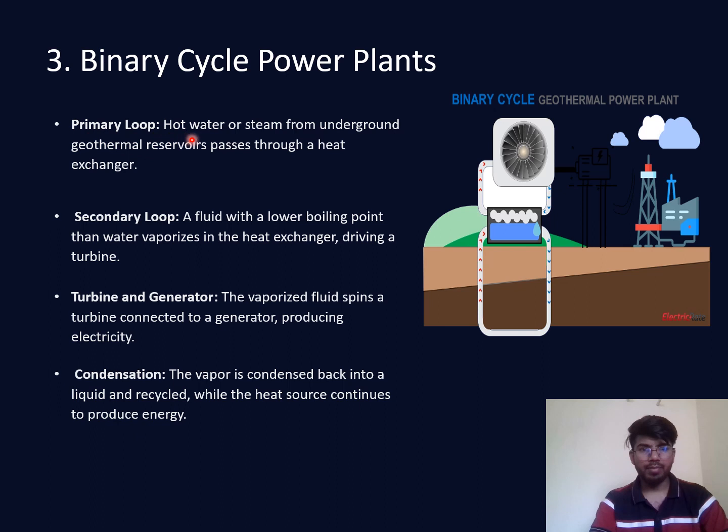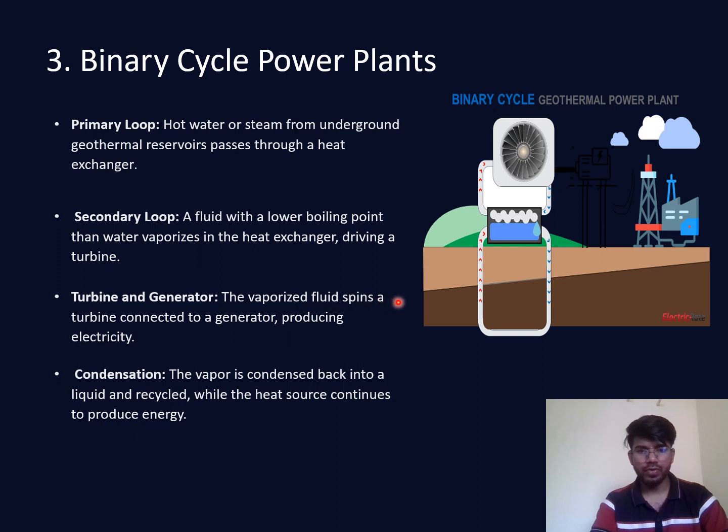What is the role of the primary loop? Let us understand. Hot water or steam from the underground geothermal reservoir passes through the heat exchanger. It heats the secondary loop, which has a fluid with a lower boiling point. Then the fluid vaporizes in the heat exchanger, driving a turbine. And the third point is the turbine and generator.